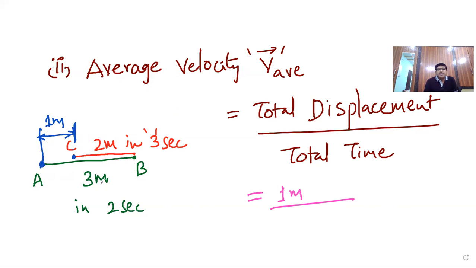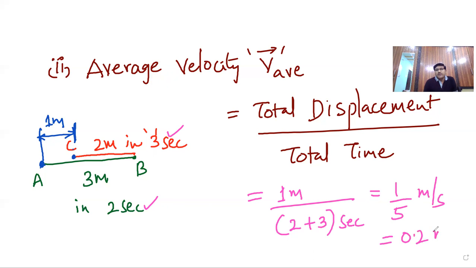The total time taken for this displacement is how much? 2 seconds plus 3 seconds, so 5 seconds. So it is 1 by 5 meter per second, that is 0.2 meter per second. This is the average velocity. The average speed was 1 meter per second, while the average velocity is 0.2 meter per second.